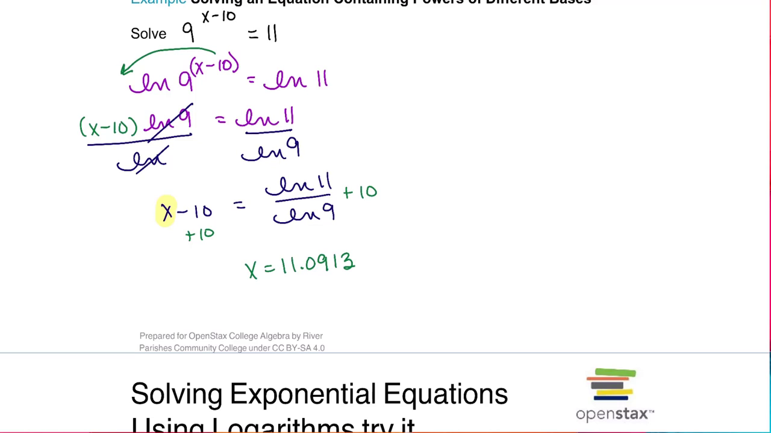Now, if you go back and look in OpenStax, they will leave this in an algebraic format that may or may not look like what I have here. However, it would be equivalent to what I have here.